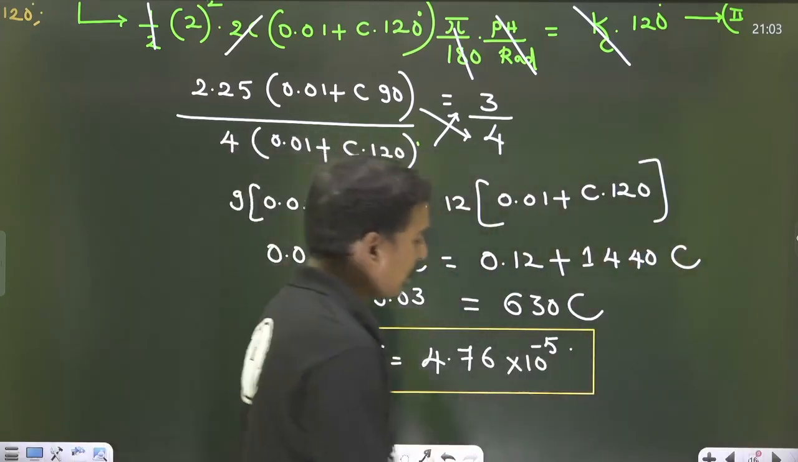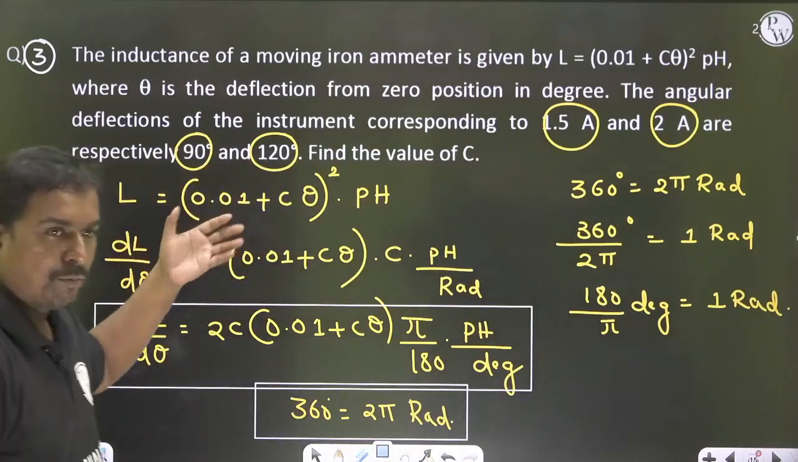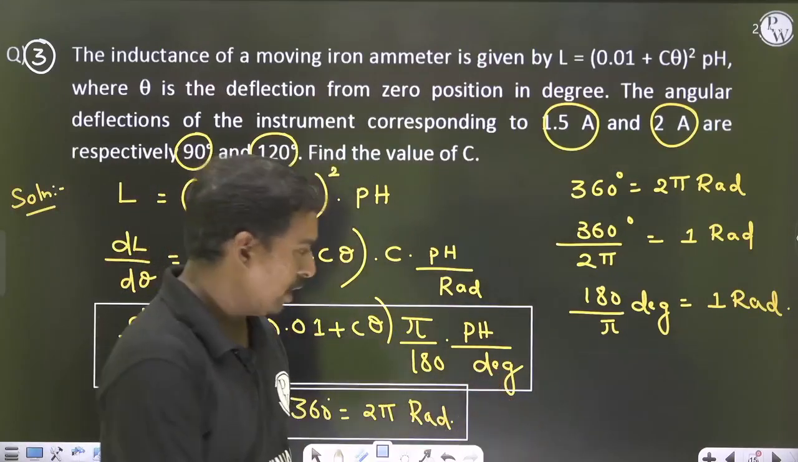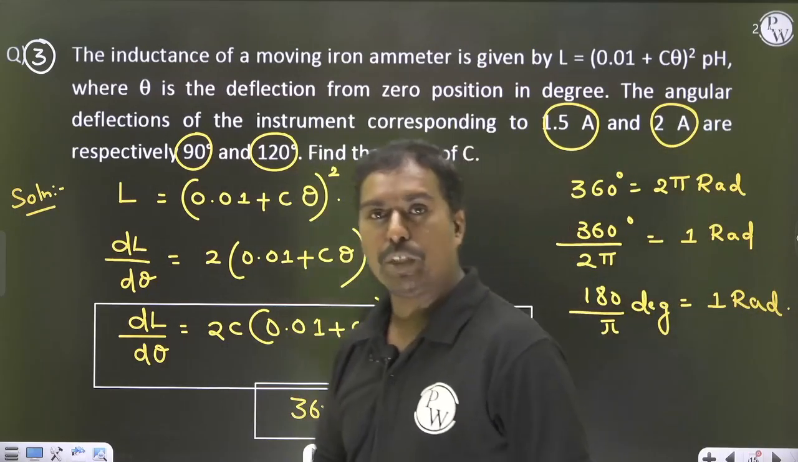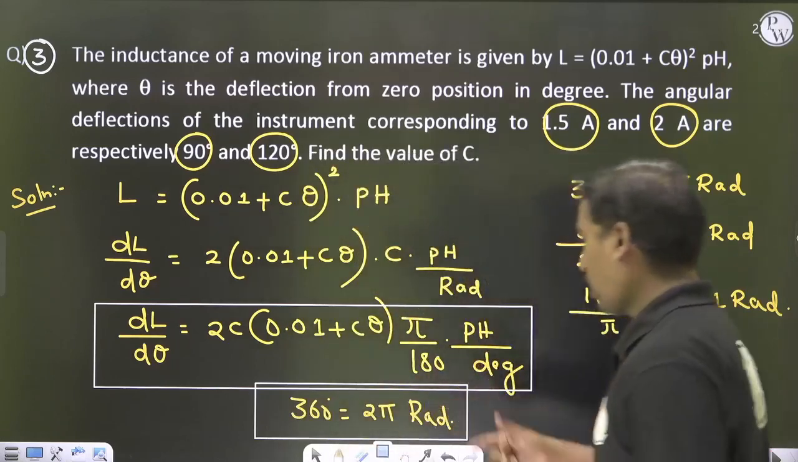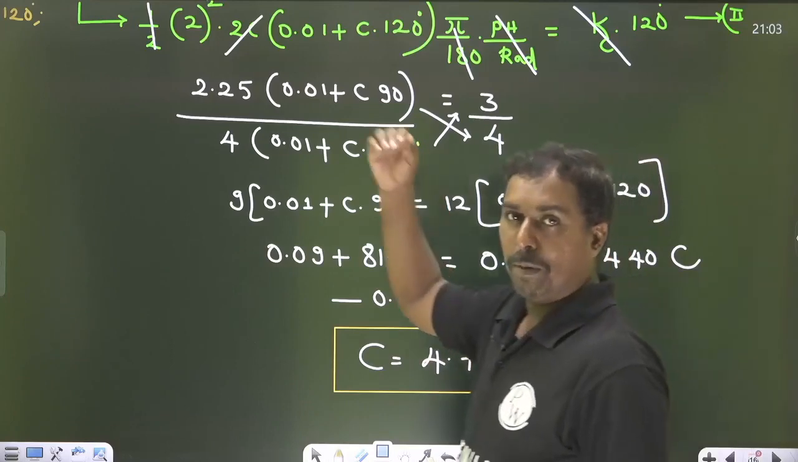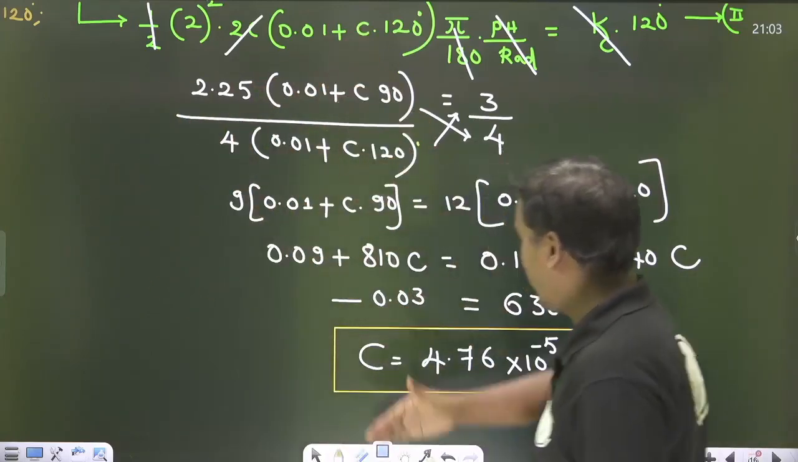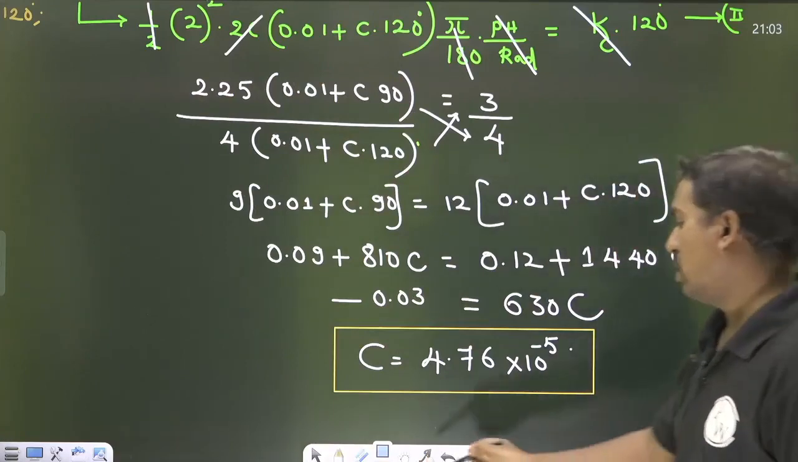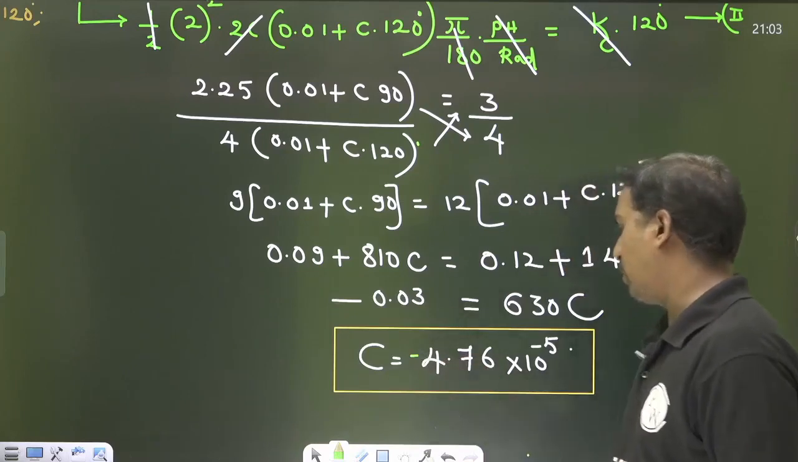So, a very good qualitative question. What I have done: first I took L, and from that I took dL by d theta. One important thing is we have to convert the dL by d theta units, which are given in radians, into degrees. Next, for a current of 1.5 amperes there is some deflection, and for a current of 2 amperes another deflection. When I solve the two equations, I get this value of C as 4.76 into 10 power minus 5.